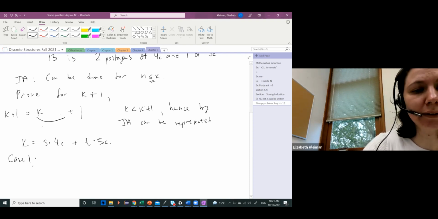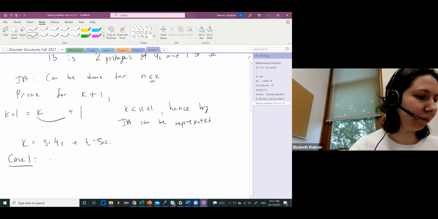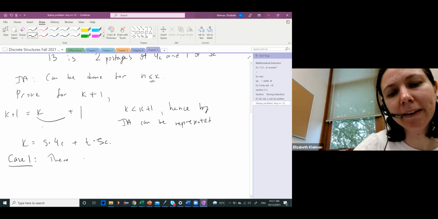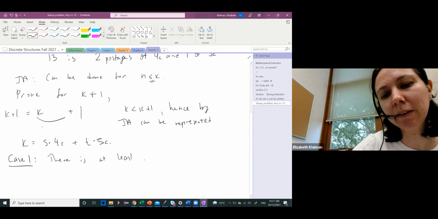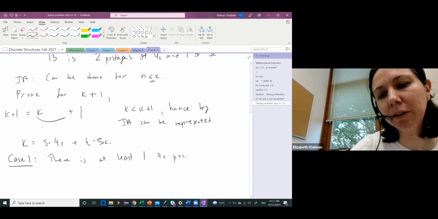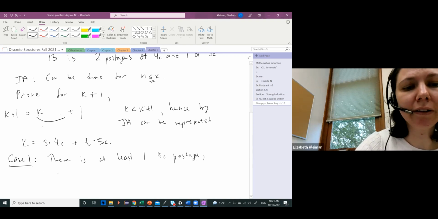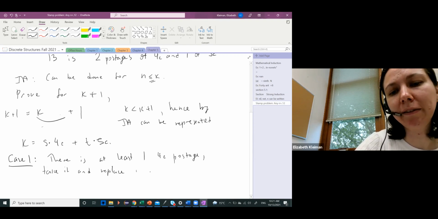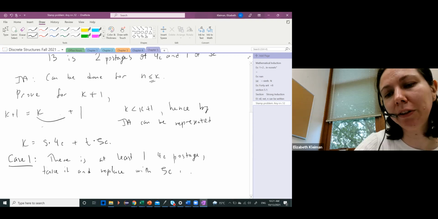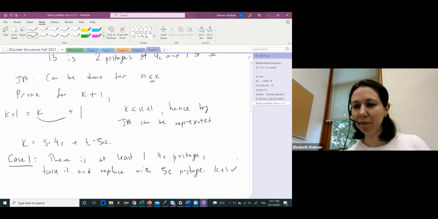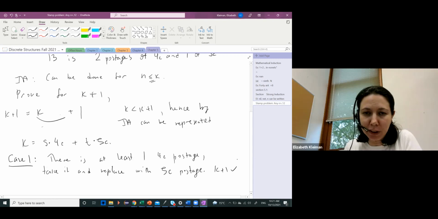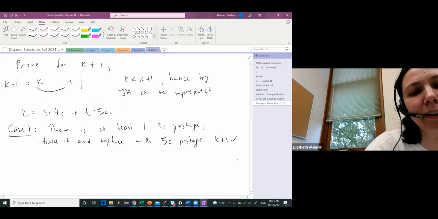Case 1. There is at least one 4 cent postage. Take it and replace it with a 5-cent postage. The number I got now is k plus 1, correct? So literally I have the box for the k. It has some amount of 4-cent postages and some amount of 5-cent postages.